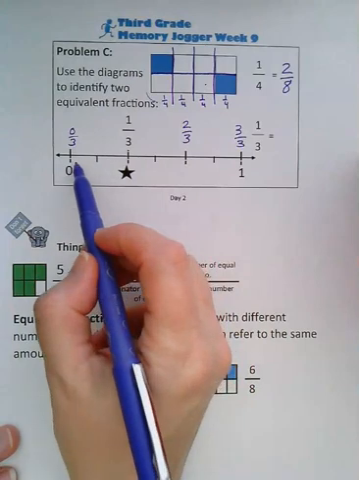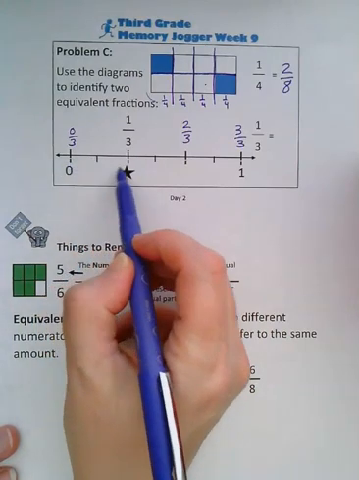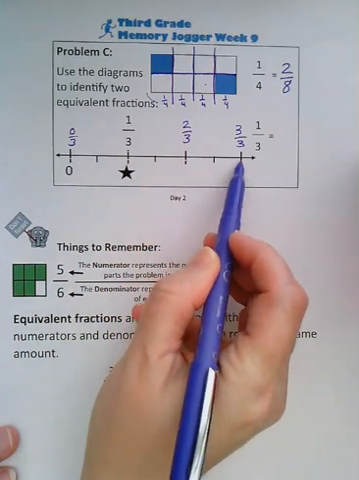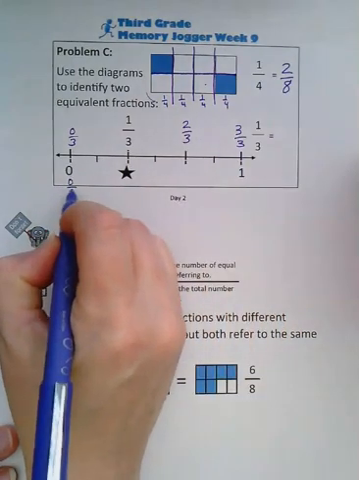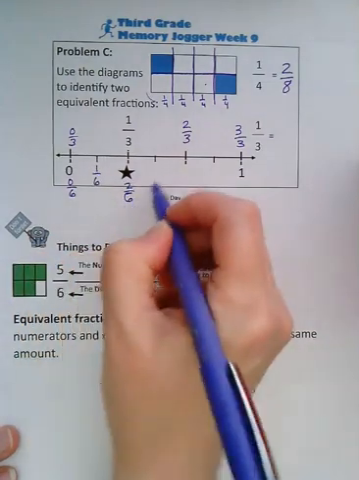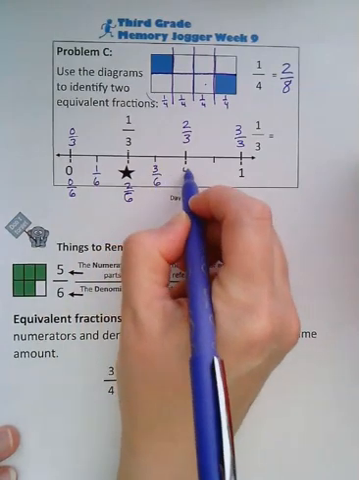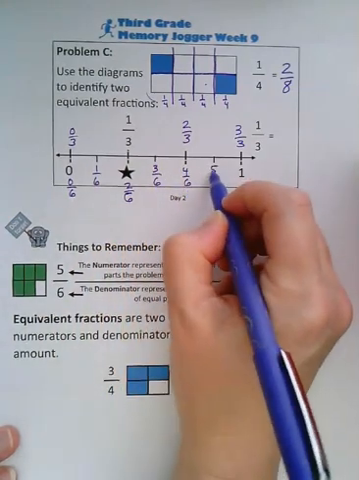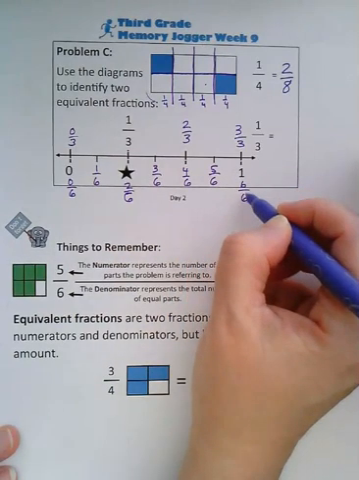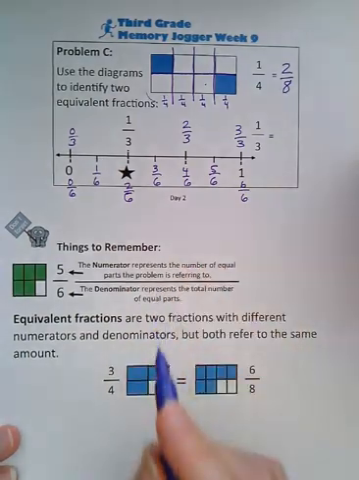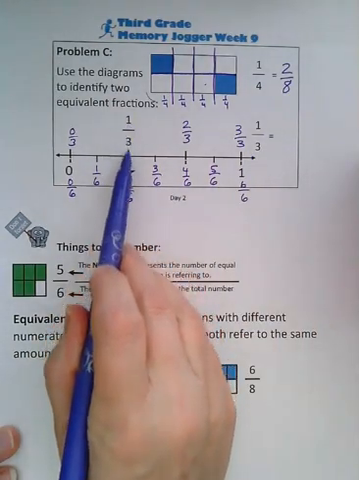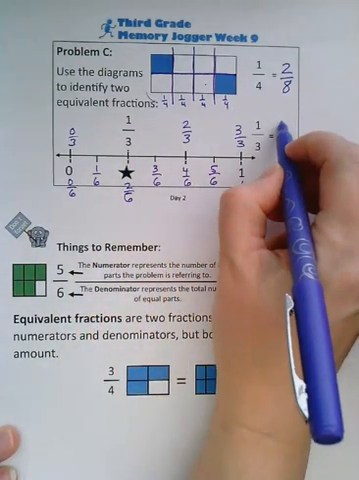The bottom of the number line is partitioned into 1, 2, 3, 4, 5, 6 pieces. These are sixths. We'll start with 0/6, 1/6, 2/6, 3/6, 4/6, 5/6, and 6/6. Again, we want to make sure the numerator and denominator are the same when we get to 1. Now we're looking for the fraction that's equivalent to 1/3. Where our star is, 1/3 is equivalent to 2/6.